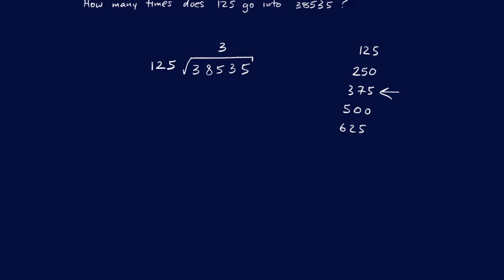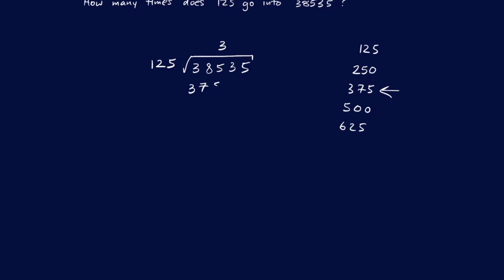And then what we can do is basically just the same process that we were using before. We want to multiply the 125 by 3 and then subtract it from 385. So now we're going to multiply 125 by 3, which we already know is 375 from our multiples of 125. Then we're just going to subtract these two numbers. So 385 minus 375 is 10. And since we subtracted, the next step is to bring down the next digit of the numerator.